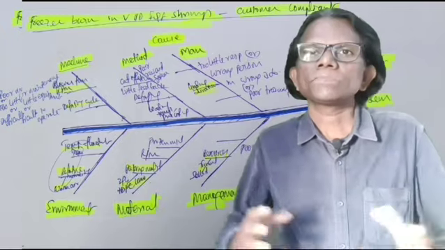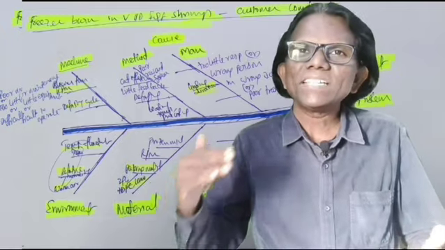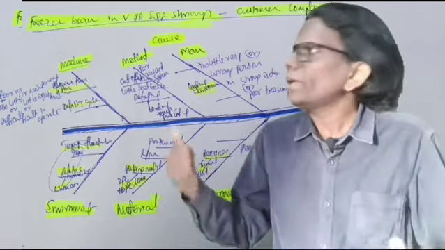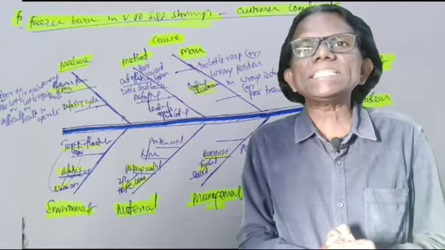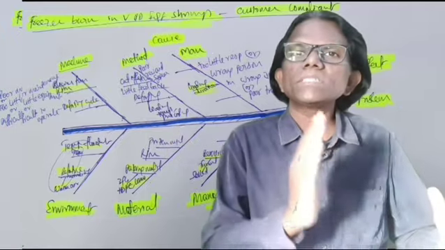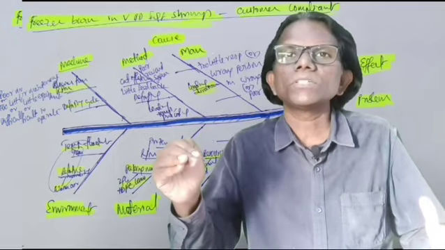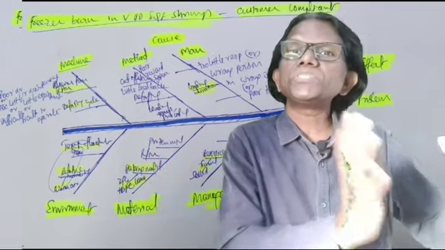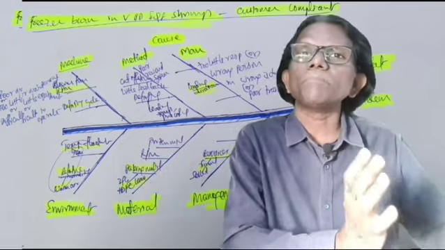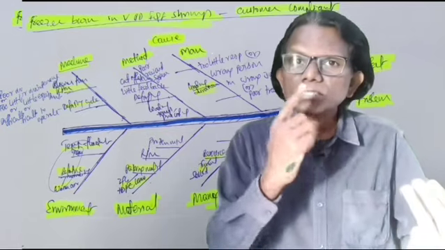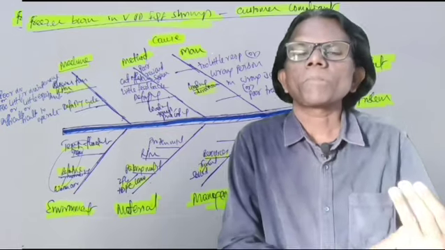Next, the third M is machine. You have to check the machine. Here our problem is freezer burn, meaning its effect. To identify the cause, we have to check the cold storage condition, the machine. So the third M is machine.